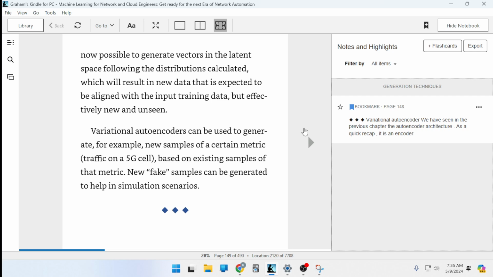The variational autoencoders can be used to generate, for example, new samples of a certain metric, traffic on a 5G cell, based on existing samples of that metric. New fake samples can be generated to help in simulation scenarios.